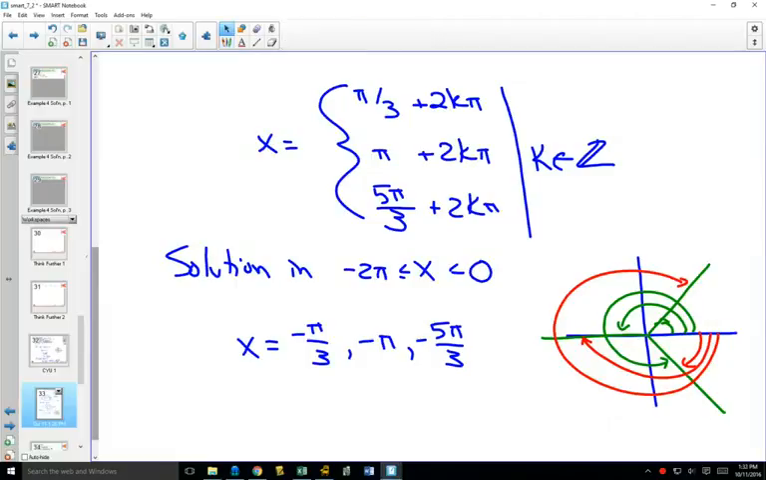Perfect. Okay, we are going to take some time to practice some of these. 4, 8, and 9.